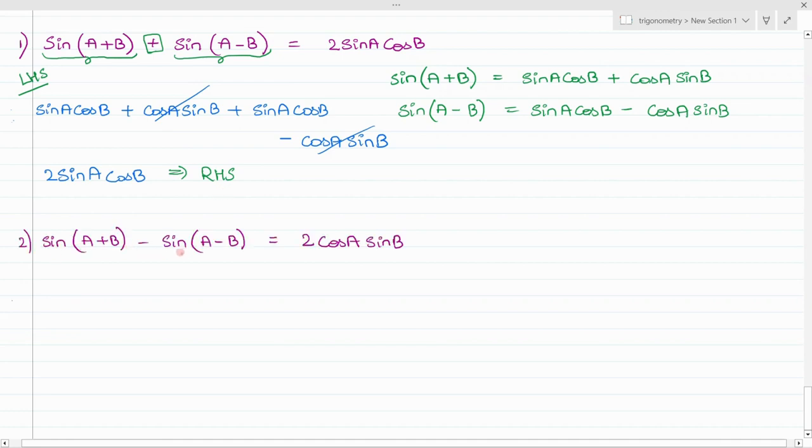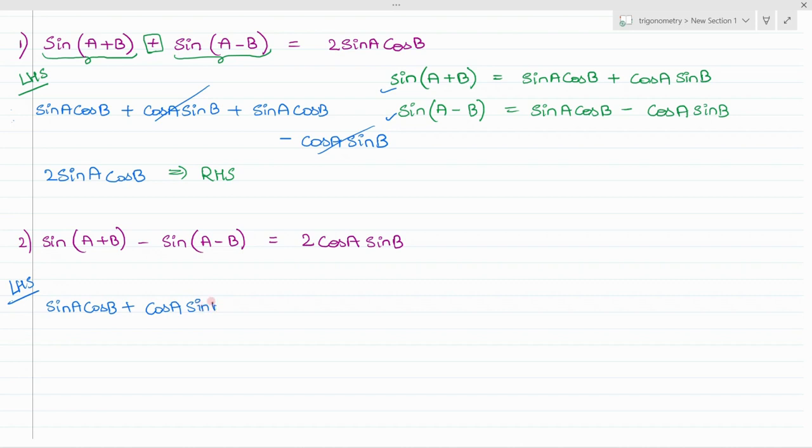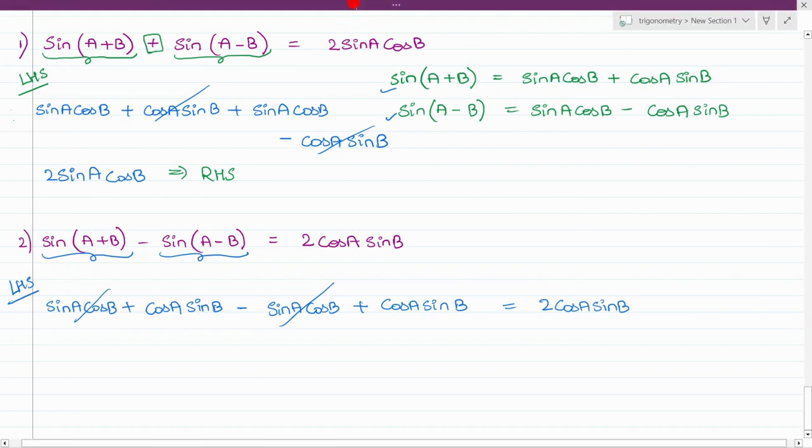Second one is sine of a plus b minus sine of a minus b is equal to 2 cos a sine b. So let's just use these two formulas itself and prove this. So LHS we can write as sine a cos b plus cos a sine b, minus, writing this in terms of the formula, sine a cos b. This minus into here, also inside minus is there, it becomes plus cos a sine b. Now these two get cancelled and you'll get 2 cos a sine b. So this is the required RHS.